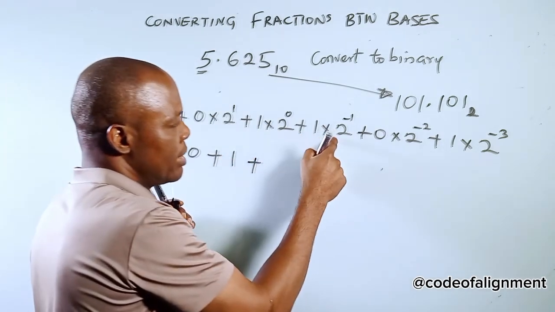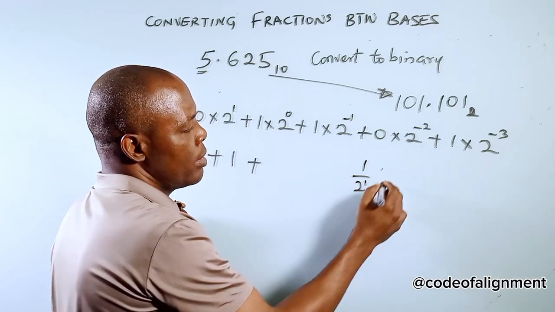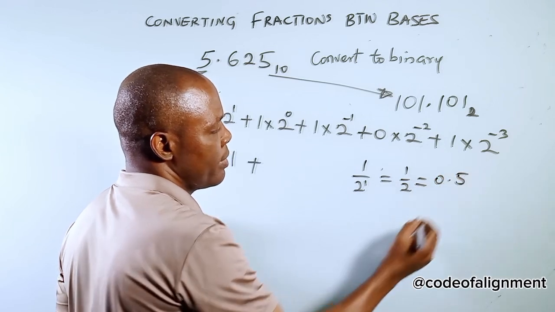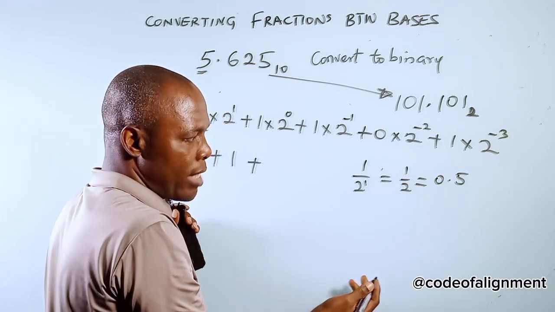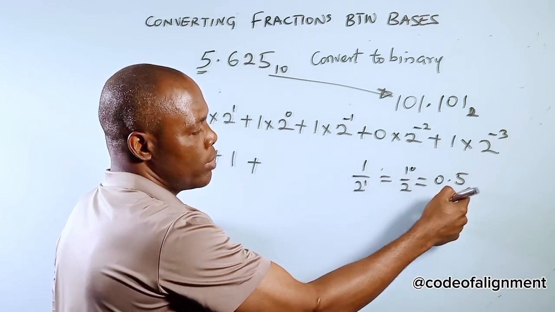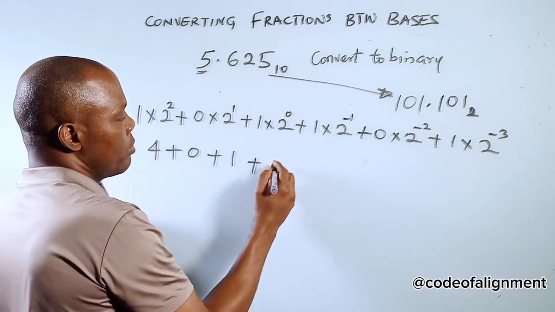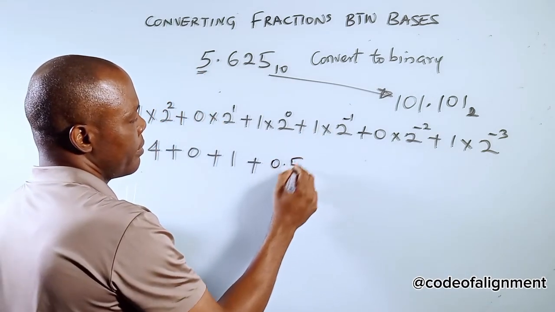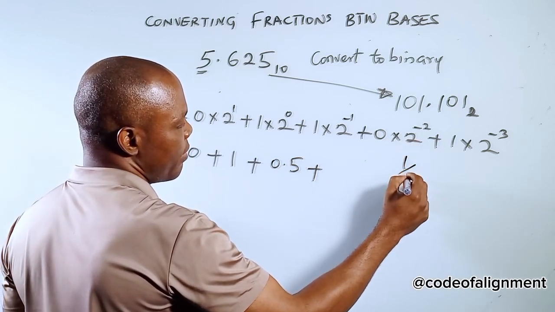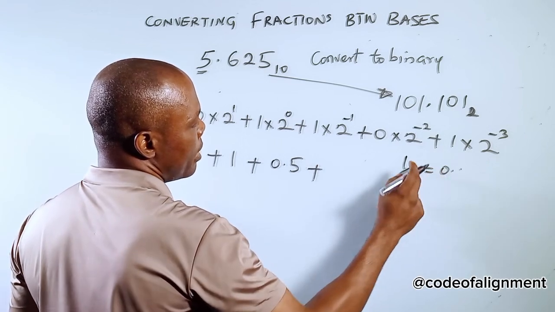Plus, this is the same thing as 1 over 2 raised to power 1, which is 1 over 2, and this will give us 0.5. 2 going into 1 cannot, so that is 0; you add 0 to this, that is 10, and 2 going into 10 gives you 5. Now this one will be plus 0 times 0.5. Plus, this is the same thing as 1 over 4, which will give us 0.25.